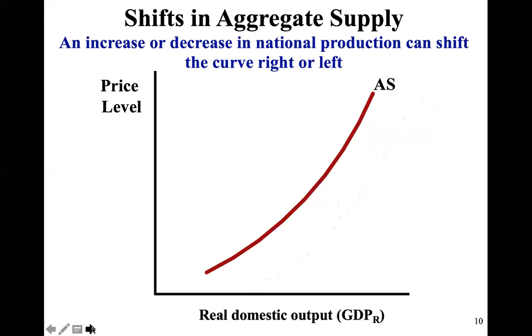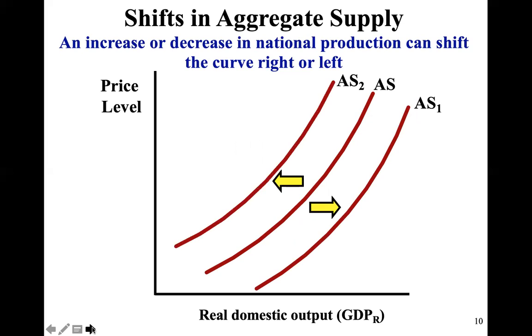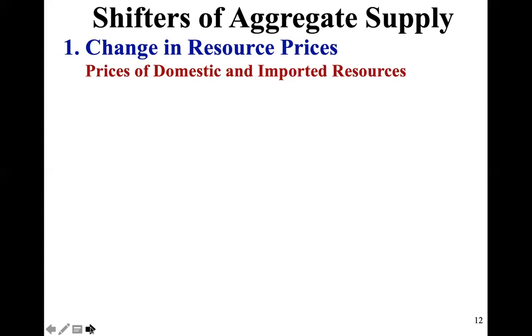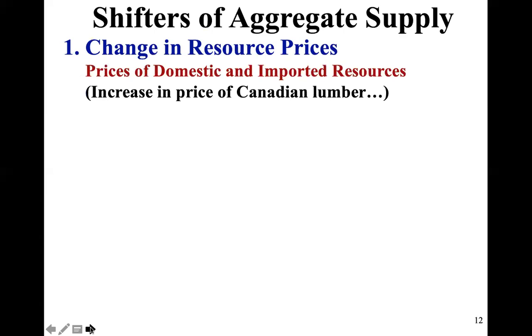Okay, so if we have an increase or decrease in the national production, that can shift aggregate supply to the right or to the left. All right, so let's go through those categories of changes so we're ready to practice. R stands for resource prices. If there's a change in resource prices, that can increase aggregate supply to the right or decrease aggregate supply to the left. Okay. And these can be resources that are domestically produced or imported.